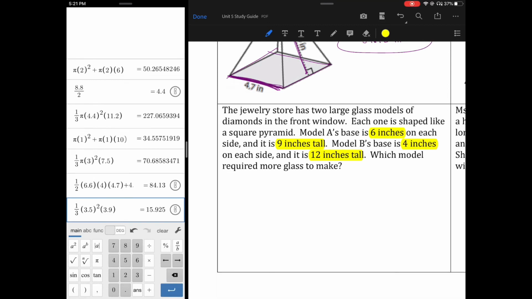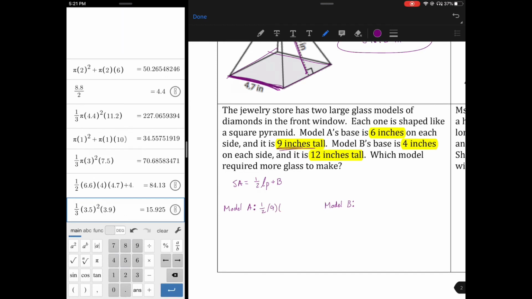So if there are glass models, you're only making it with the material around the outside. So you're going to find surface area, where surface area is 1/2 the length times P plus the area of the base. So we're just going to fill in those numbers for both Model A and Model B and see which one is larger. For Model A, your slant is 9 inches. Your perimeter is going to be 6 times 4, or 4 times 6. And then the area of your base is that side number squared.